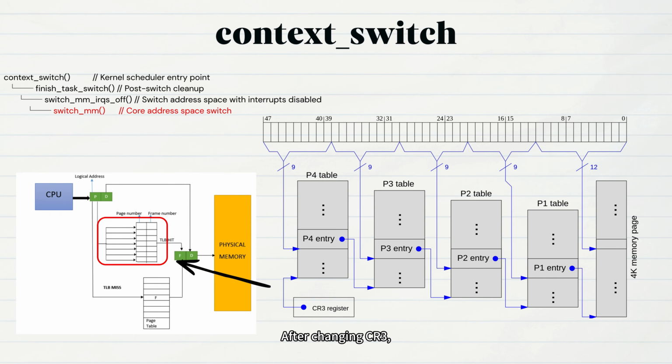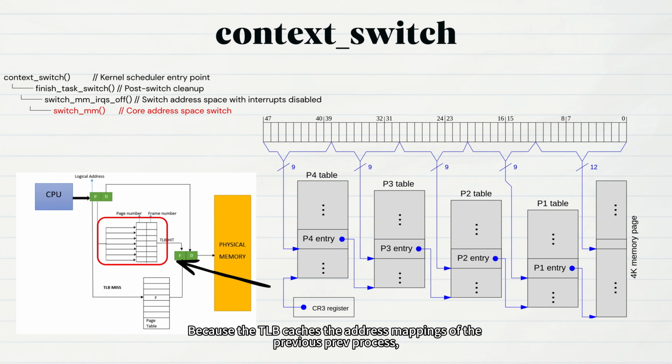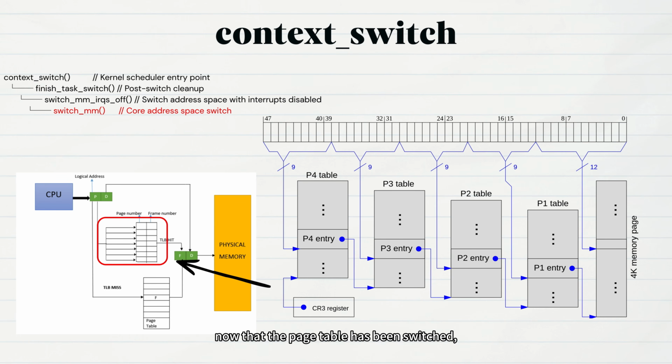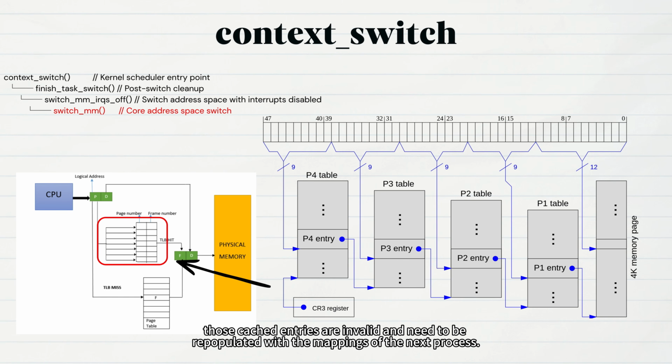After changing CR3, the CPU's TLB is automatically flushed because the TLB caches the address mappings of the previous prev process. Now that the page table has been switched, those cached entries are invalid and need to be repopulated with the mappings of the next process.